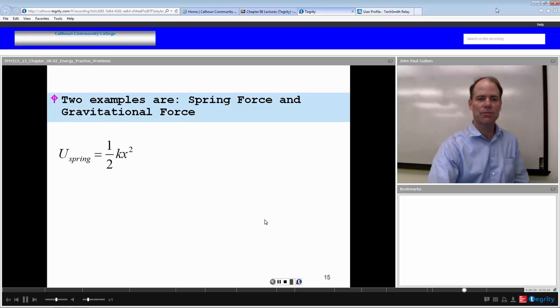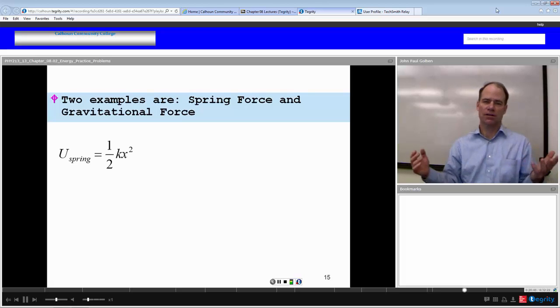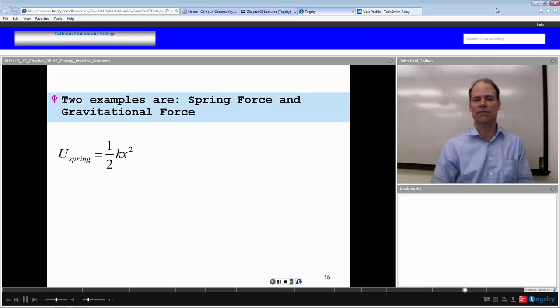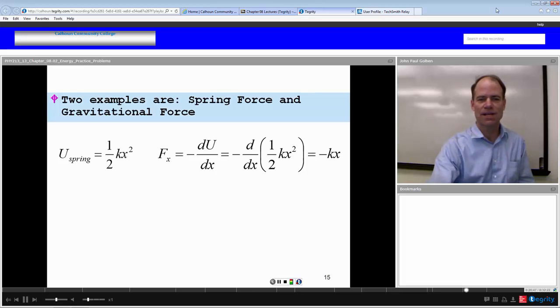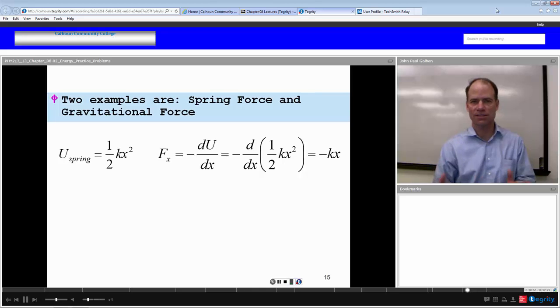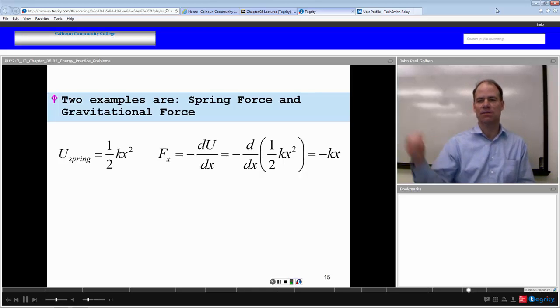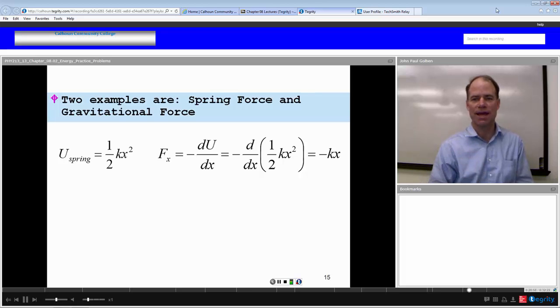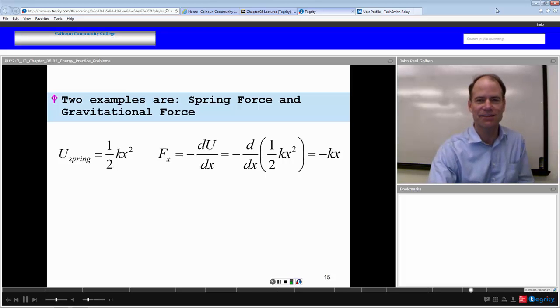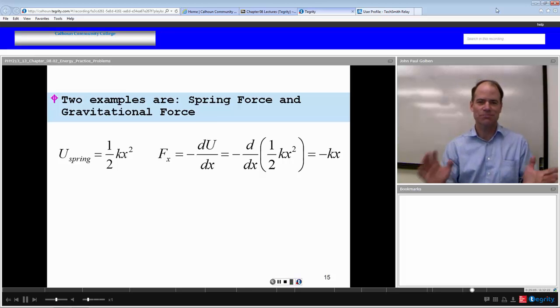2 examples are the spring force and the gravitational force. The spring potential energy is 1/2 kx squared. What's the force responsible for that? Well, if I take the negative derivative of that potential energy as a function of x, 1/2 kx squared, take the derivative of that, decrement the x squared, and you get kx, and then multiply it by negative. The force responsible for that is negative kx, which is the Hooke's law spring force. Makes sense.